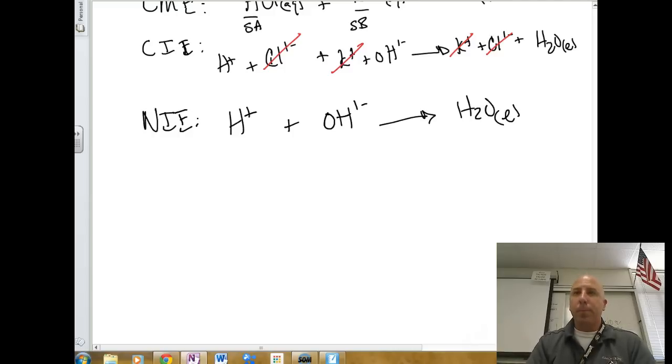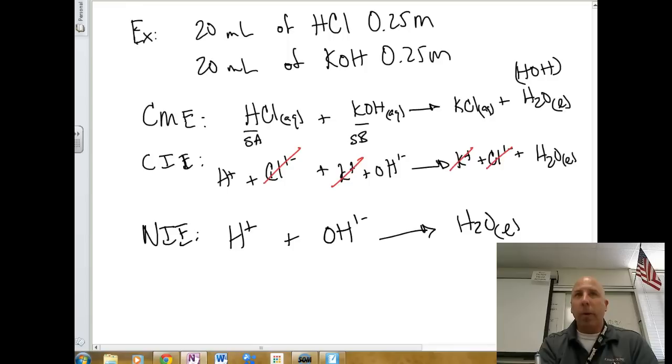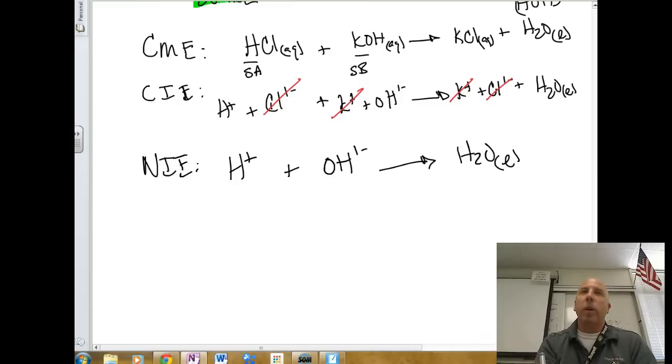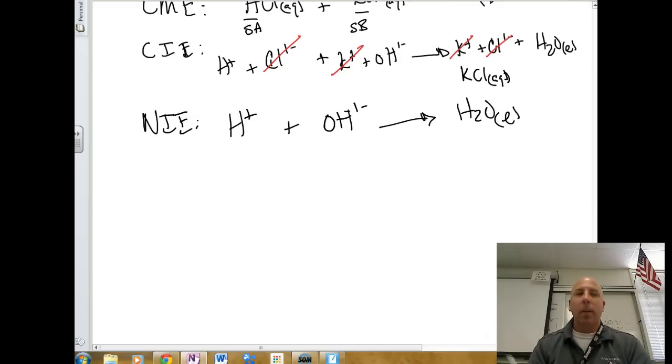We call this reaction a neutralization reaction because if we had equal amounts of equal molarity acid and base, we use up all of our hydrogen ions and all of our hydroxide ions, and all we do is produce water. We happen to produce potassium chloride salt as well, which does not affect pH. So potassium and chloride do not affect pH. Essentially we've brought the pH back to 7, having a strong acid and strong base mixed together.